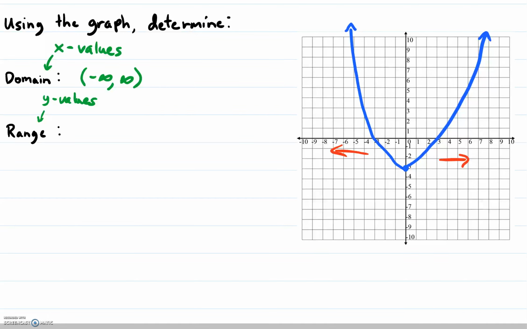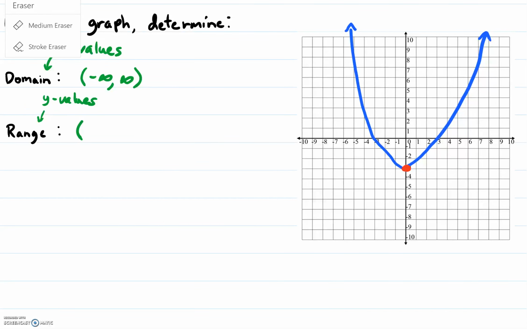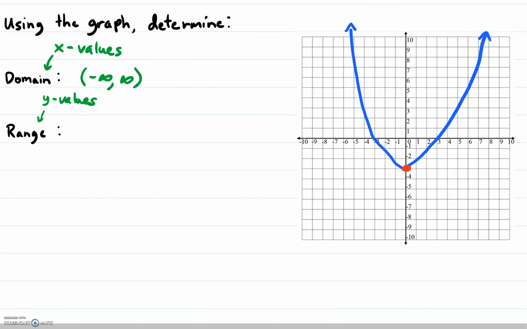Now we're going to do the same thing with the range, except the range is asking how far down to how far up. So our lowest y value that we attain with this particular parabola is right here. I'm going to mark it in red at negative 3. We're going to include that value of negative 3 because we actually attain it. It's a solid dot. So instead of a parenthesis like I had started drawing there, we want to have a bracket. Anytime you include a value, you want to have a bracket around it. So negative 3 all the way, well, the highest value, we continue going upward forever. Since we go upward forever, we're going to say negative 3 to infinity. And that's going to be our range.